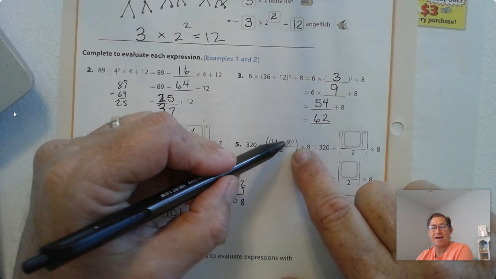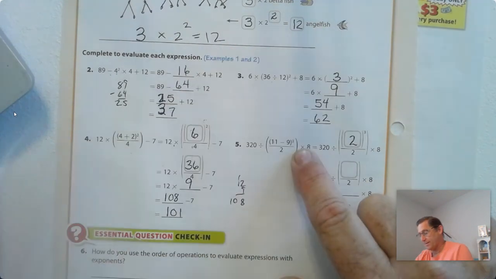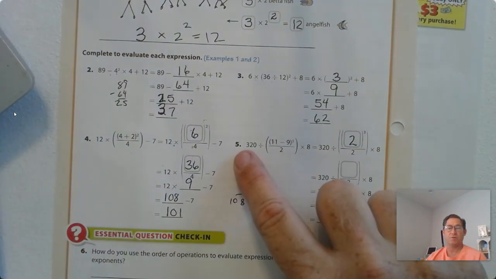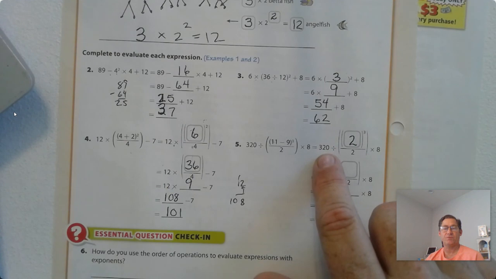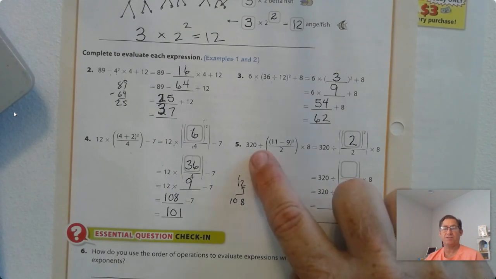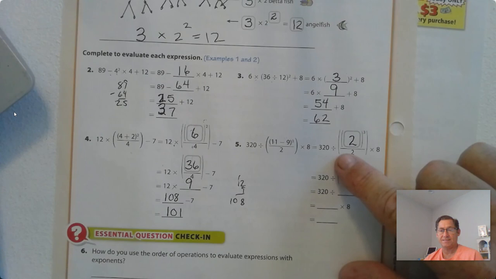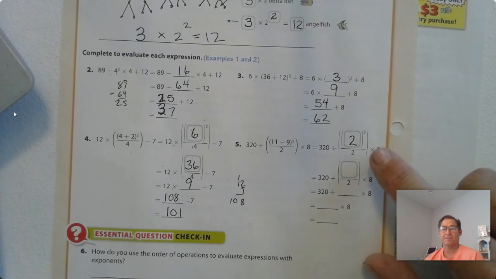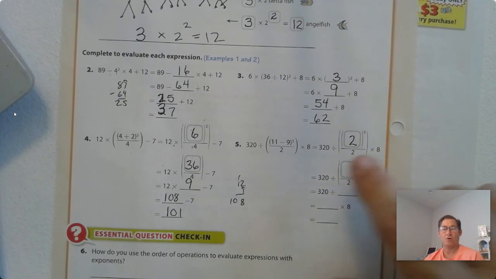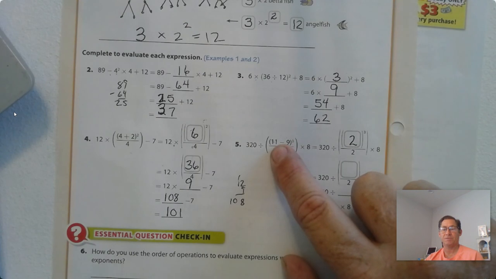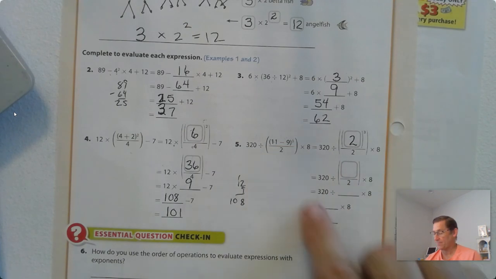So 11 take away 9 is 2. Okay. Everything else we're just going to rewrite. We didn't do anything with the 320. We didn't do anything with the division. We haven't done anything with this division or the exponent. And we haven't done anything with the multiplication. All we did was subtract, because that was on the innermost parenthesis.